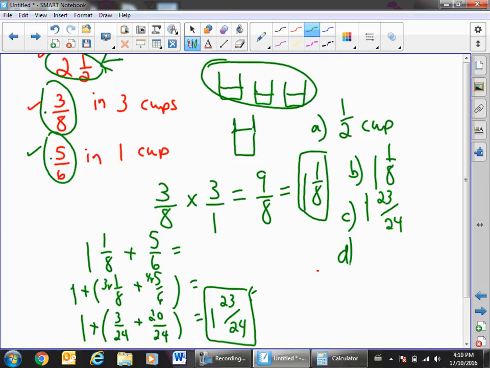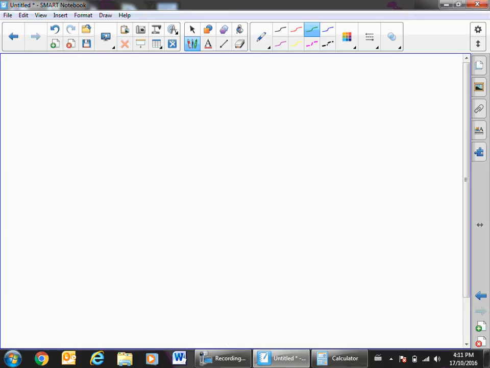All right, and the last one, it says here, how much juice remains in the jug after the 4 glasses have been poured? Well, we know that we can simply just do a simple subtraction here. So let's go to another page to do it. So we go 2.5 minus 1 and 23 24ths.